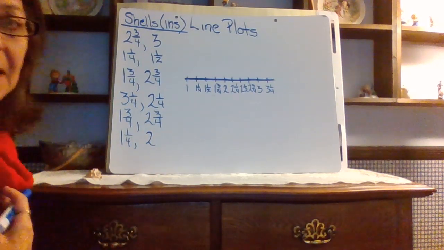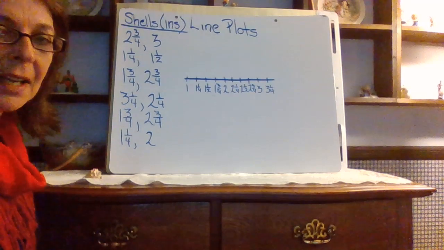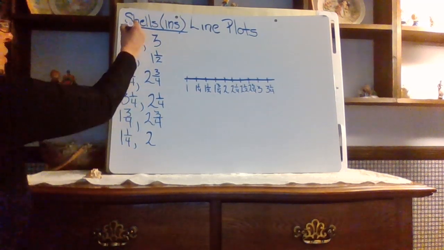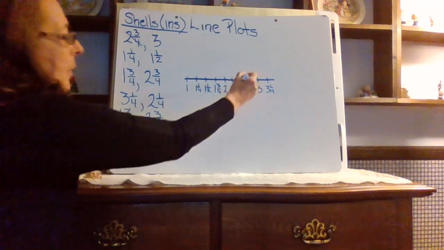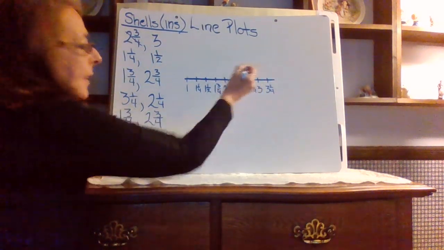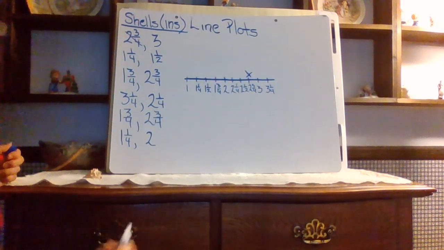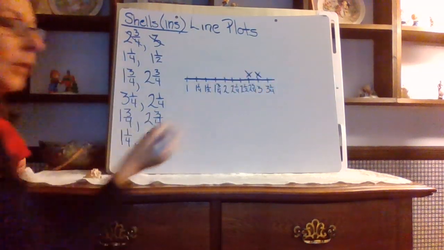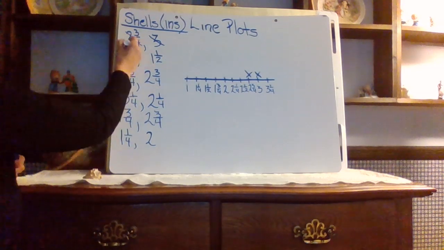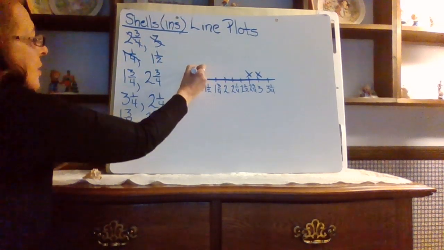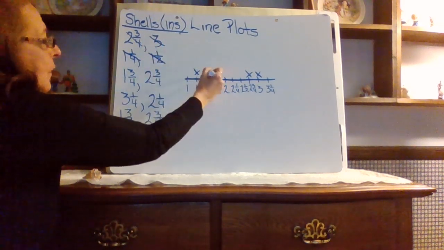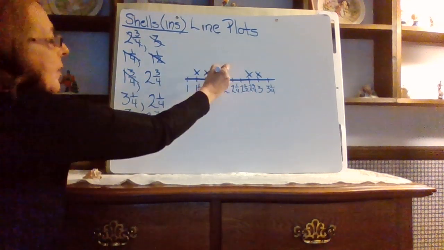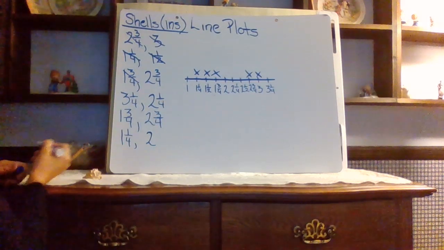So my first, and I like to cross off my data as I add it to my line plot. So my first measure is 2¾ inches. I'm going to come over here and I'm going to add an X over 2¾. My next measure is 3. So I put an X over 3 on my number line. 1¼, X goes here. 1½, X goes here. Another 1¾, that X goes there.